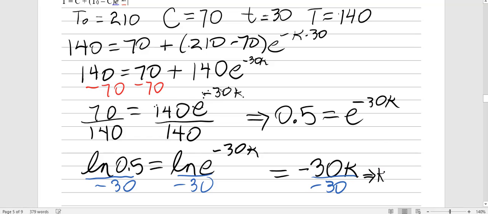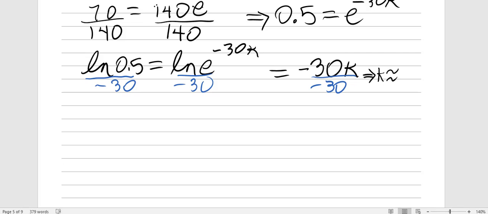And we're able to approximate k at 0.023105.